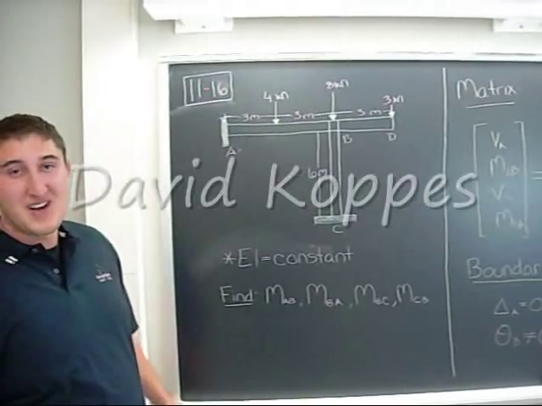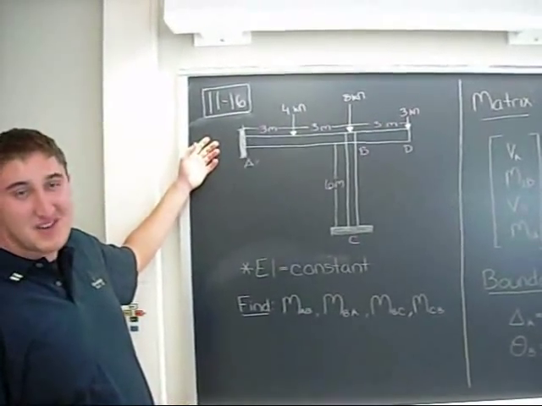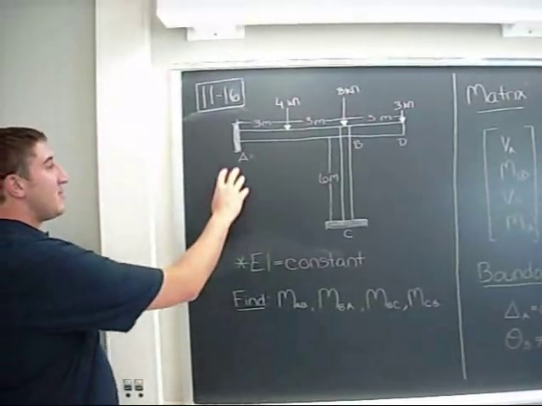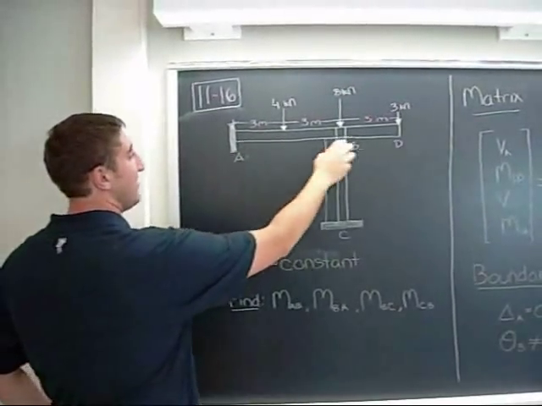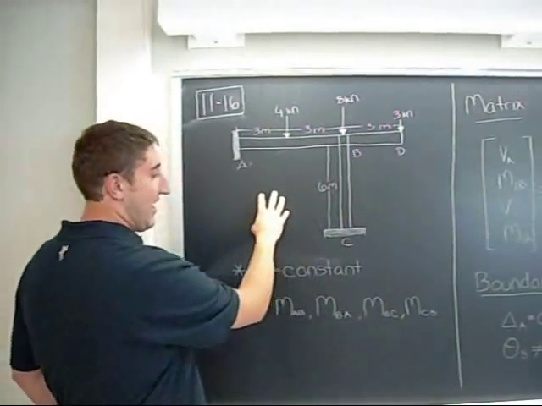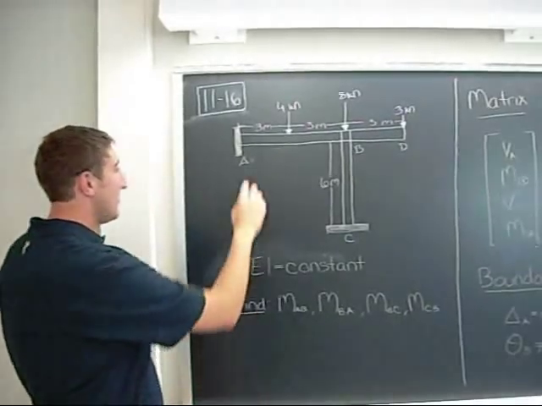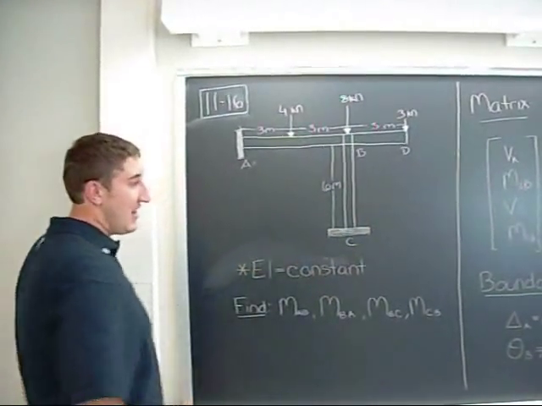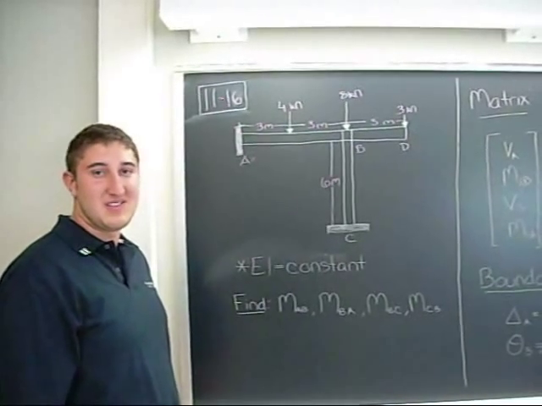Everybody, this is group 25, introducing the slope deflection method, and we're going to do problem 11-16 out of the book. This is a frame with 3 supports at A, B, and C, with a cantilever at the end. All we have to do for this problem is find the moment at each end of both of these beams, and we're going to use the matrix method for this today.